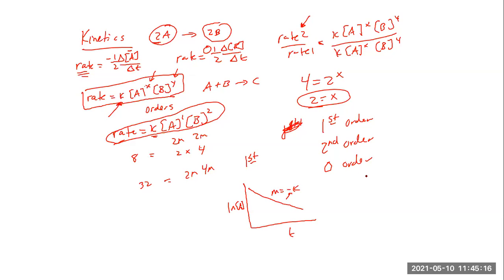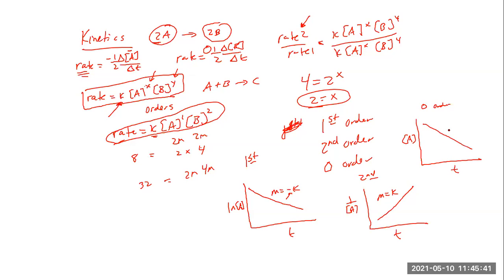Our second order, which is really the only positive sloping line that we saw, is 1 over the concentration of A versus time, again yielding us a straight line in the positive direction. Here, the slope will equal k. And our zero order is the concentration of A versus time, also yielding that negatively sloped line. And again, the slope would equal minus k.